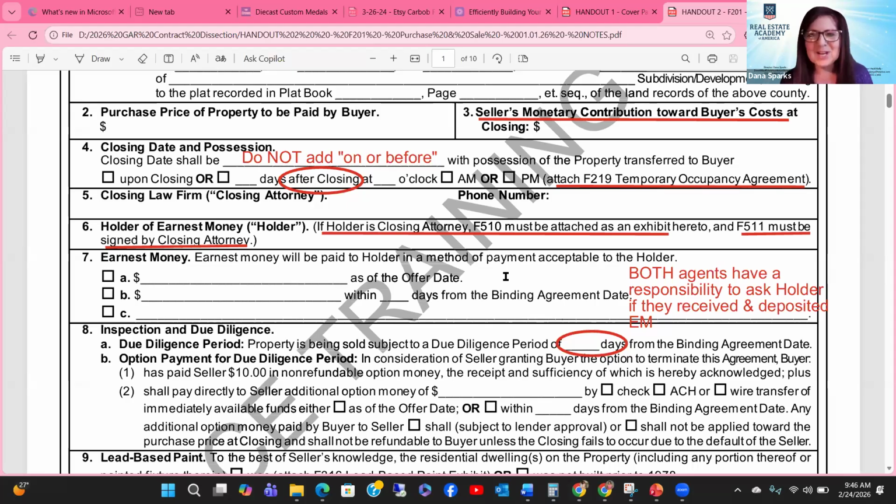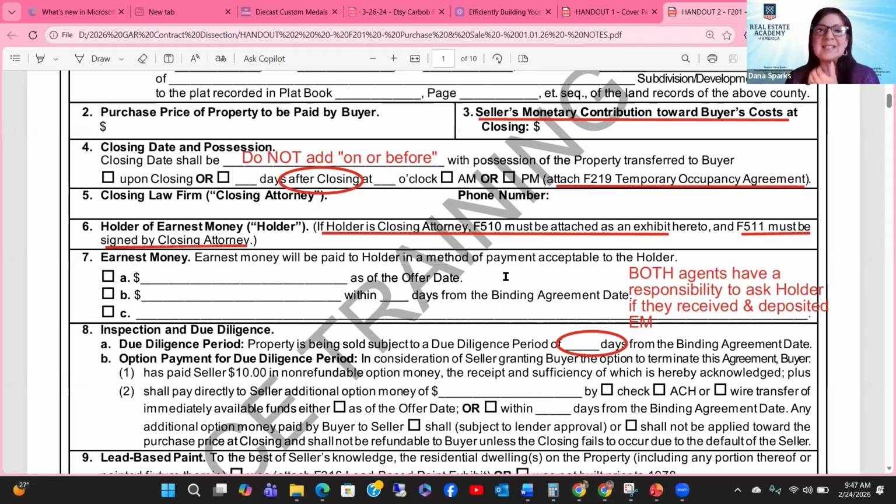Yes, that is a trick question, but you guys caught on to my trick. There is nowhere in the purchase and sale agreement in and of itself that the closing attorney signs. That is why GAR a few years ago came up with a form for the closing attorney to agree to fulfill all the responsibilities of the holder of the earnest money.